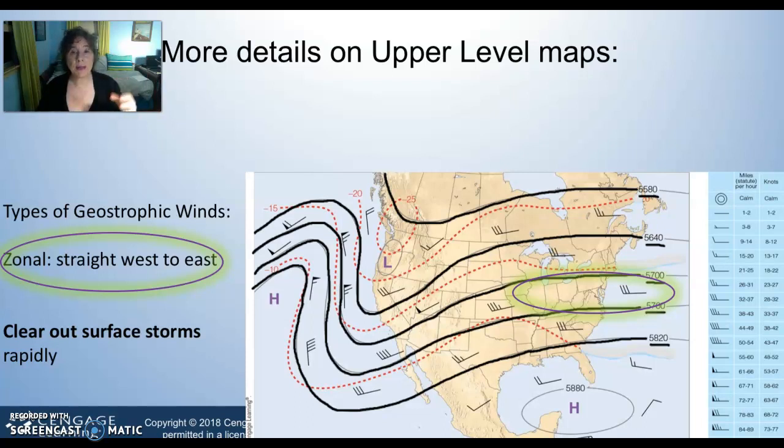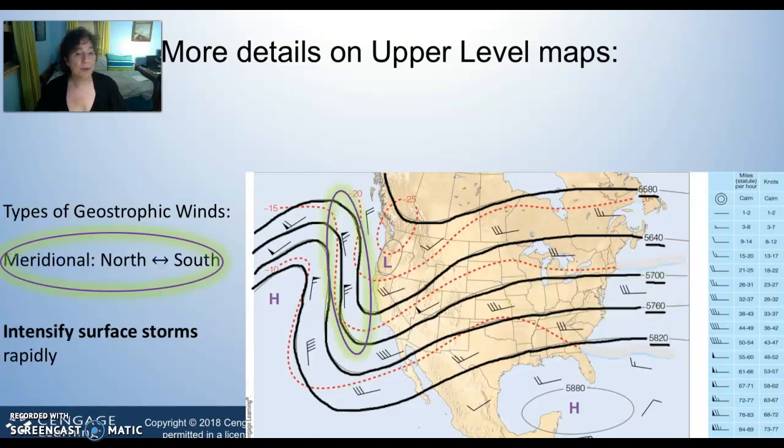They tend to clear out surface storms rapidly because there is nothing that's impeding them at all. They tend to move fast, have high speed winds, and clear out those storms. As opposed to meridional winds, which are winds that follow the longitudinal meridians from north to south and south to north. You see them here highlighted.